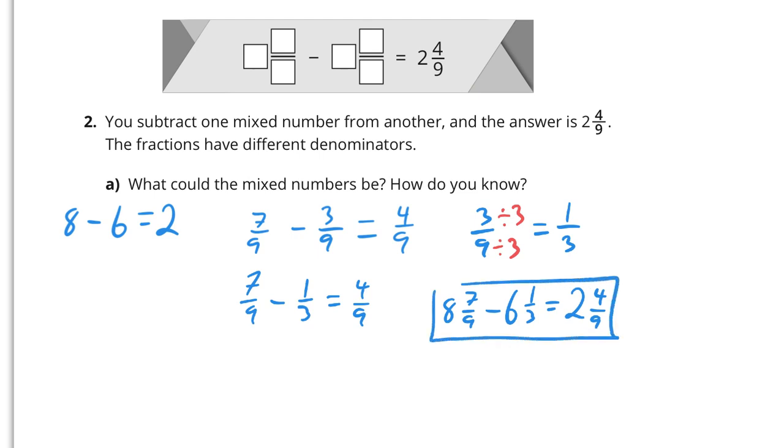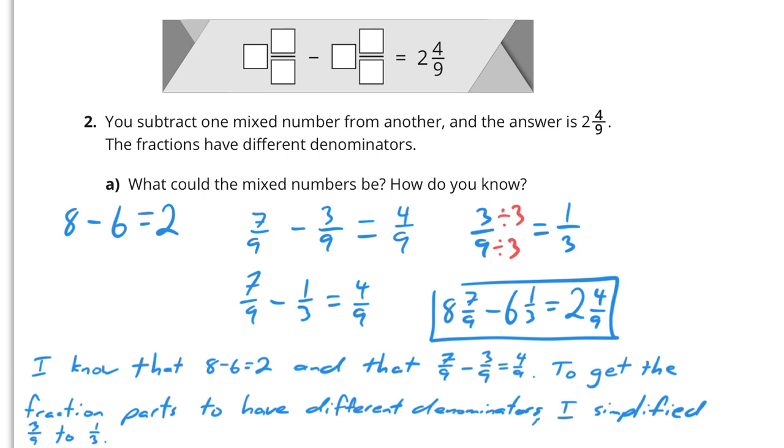And our explanation would look something like this. I know that 8 minus 6 is 2, and that 7/9 minus 3/9 is 4/9. To get the fraction parts to have different denominators, I simplified 3/9 to 1/3.